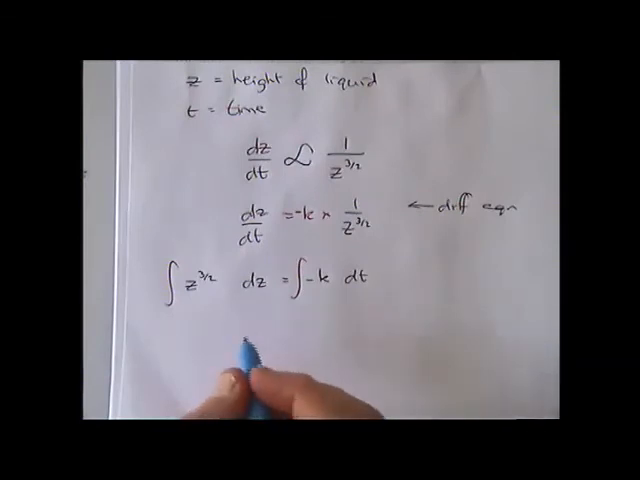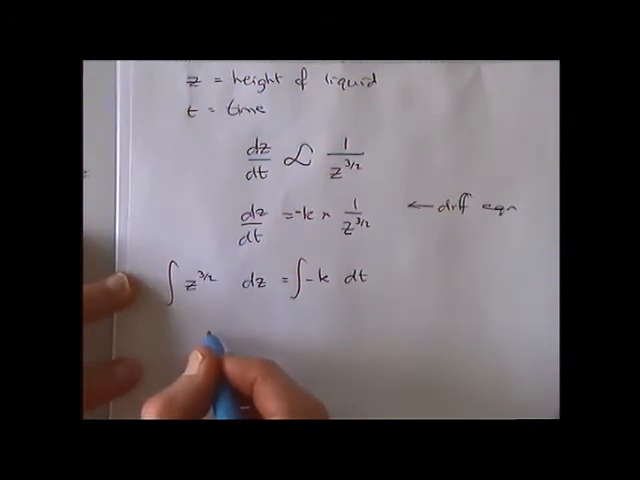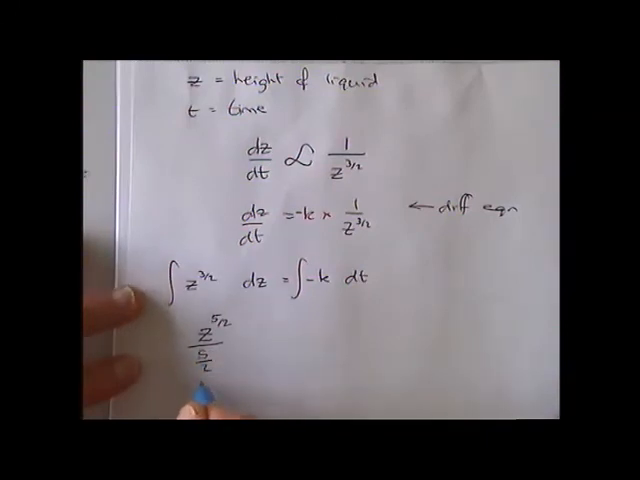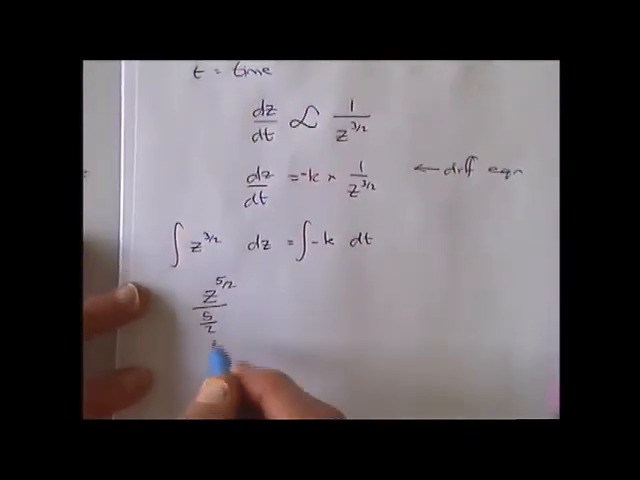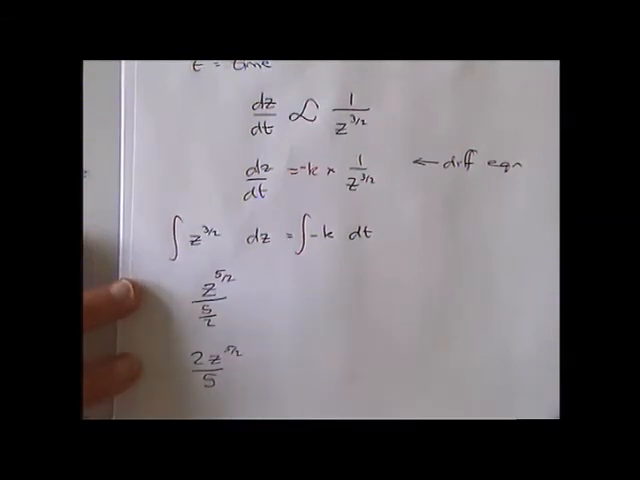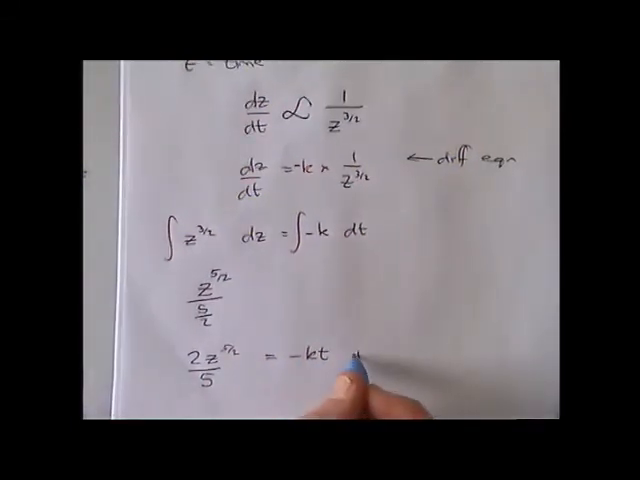So, what do you get when you integrate z to the power of 3 over 2 with respect to z? You add 1 to the power and you divide by the new power. You'll put the 5 over 2 and divide by the new power. Remember, dividing by 5 over 2 is the same as timesing by 2 over 5, which gives us what Jack just said. What do you get if you integrate minus k with respect to t? Minus kt. I have finished integrating, so I write down plus c.